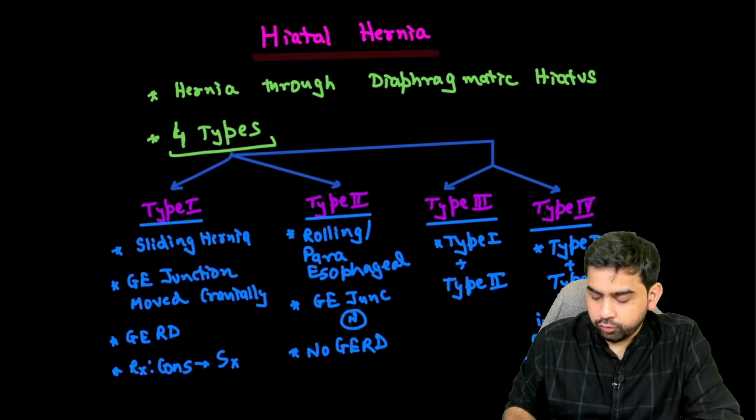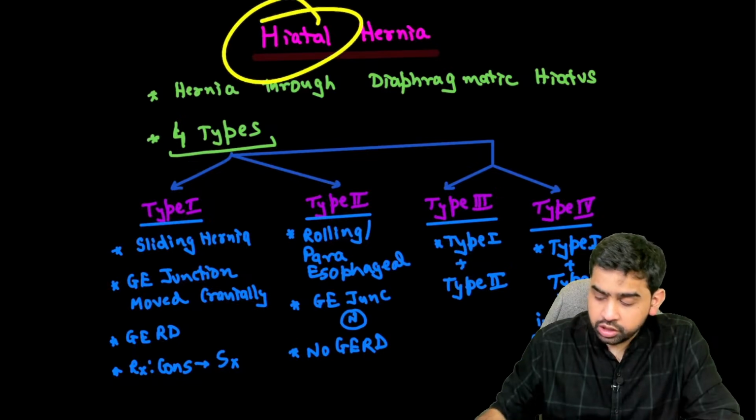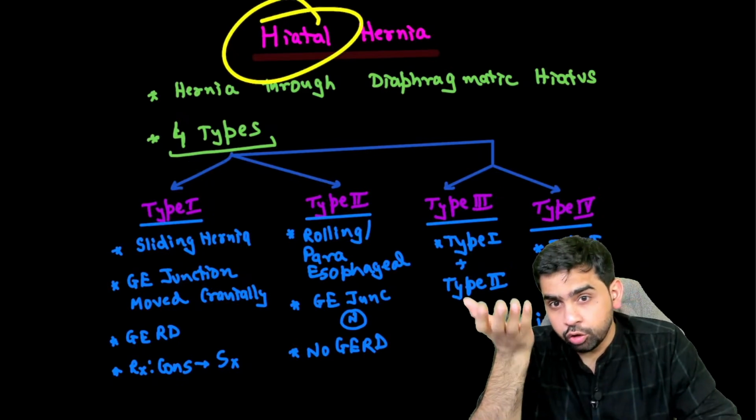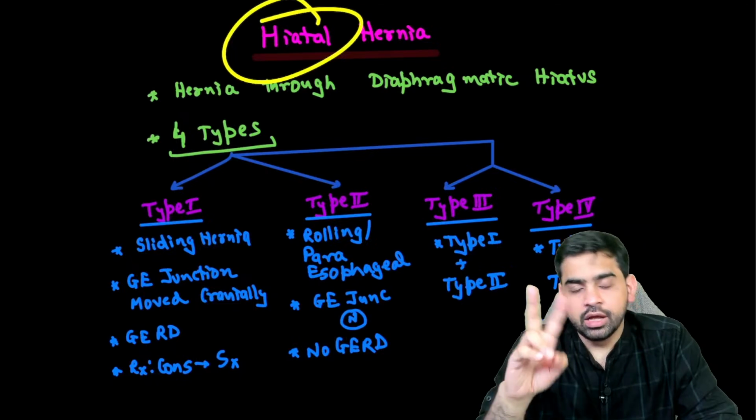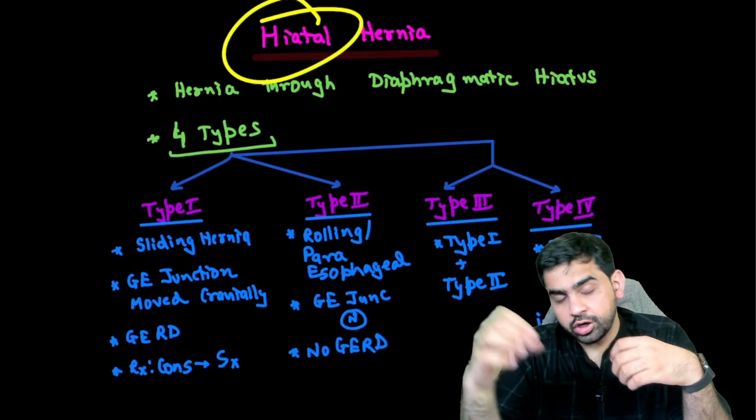Now coming to the hiatus hernia. What on earth is this hiatus hernia? Hiatus hernia is basically when part of the stomach goes up into the thoracic cavity. Now this can be broadly of two types. It can be a sliding hiatus hernia or it can be a rolling hiatus hernia.